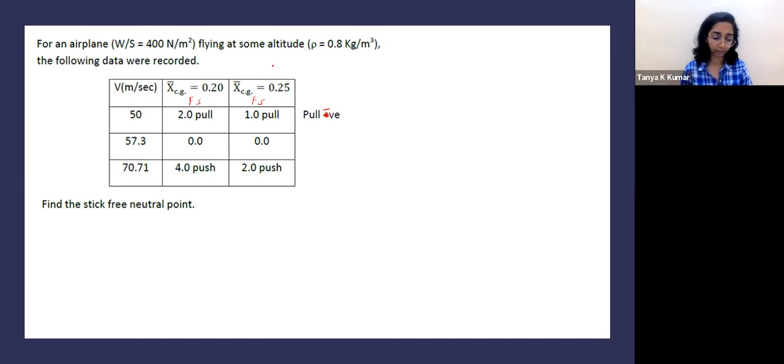Just look at the question, see what data is given to you, and try to tell me how to proceed. So they've given you 3 velocities at which it's flying and the stick force applied at 2 different CG locations for each of these velocities.